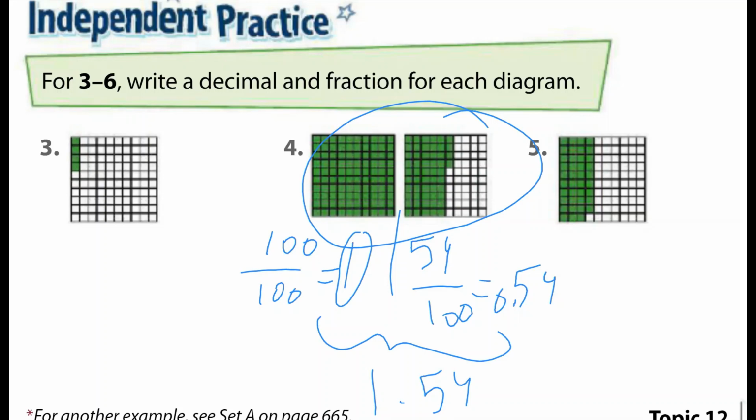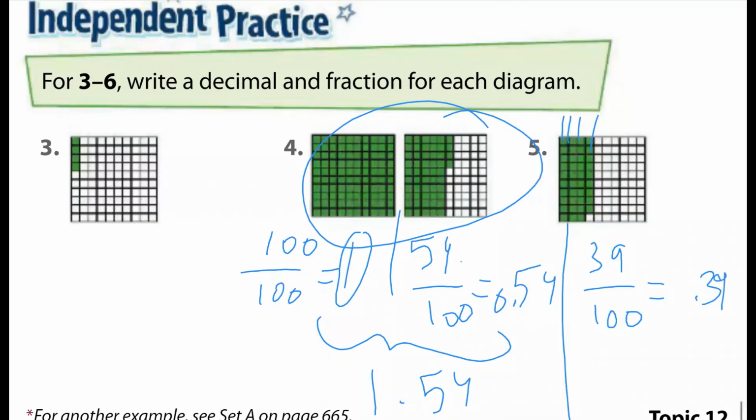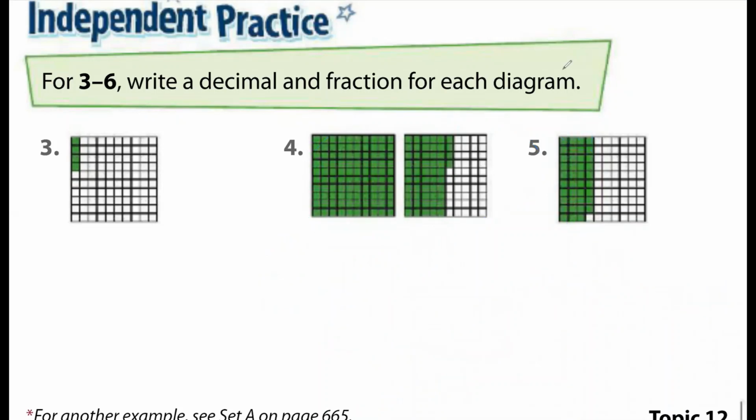The fifth one, question number 5, let's count them. How many shaded parts do I have? 10, 20, 30, and 9. So 39 out of 100. Two numbers after the decimal point. So 39 over 100, I will have 2 numbers after the decimal point, which are the 39, and 0 before, so 0.39. Let's move to the next page.